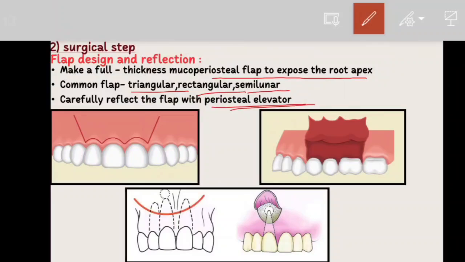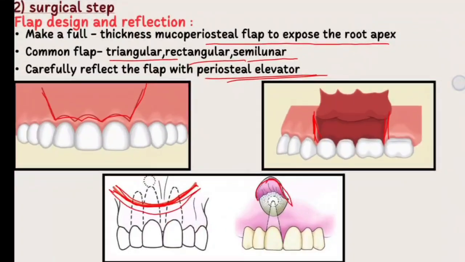In the top left diagram, we see the triangular flap incision. The top right shows the rectangular flap. Here we give a rectangular flap. The bottom diagram shows the semilunar curved incision, which is attached to the gingiva. And in the last image, the flap is reflected using a periosteal elevator. The full thickness flap is reflected to expose the root apex.